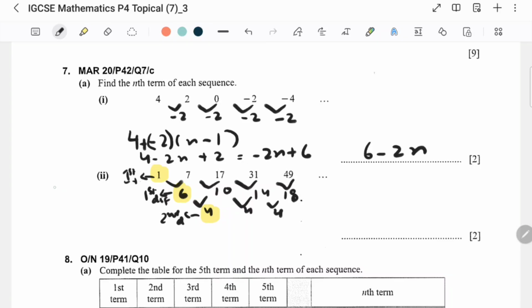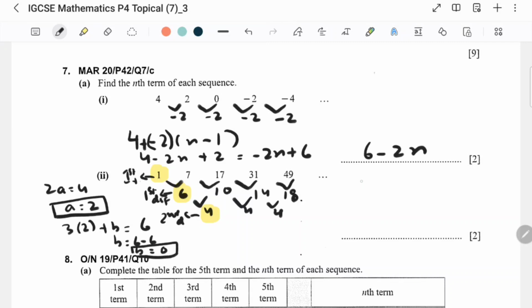Alright, 2a is equal to 4, so a is equal to 4 over 2, which is 2. Then 3a plus b, which is 3 times 2 plus b, is the first difference, 6. So b is equal to 6 minus 6, b is equal to 0. Now a plus b plus c, 2 plus 0 plus c, is equal to the first term, which is 1. So c is equal to 1 minus 2, c is equal to minus 1.